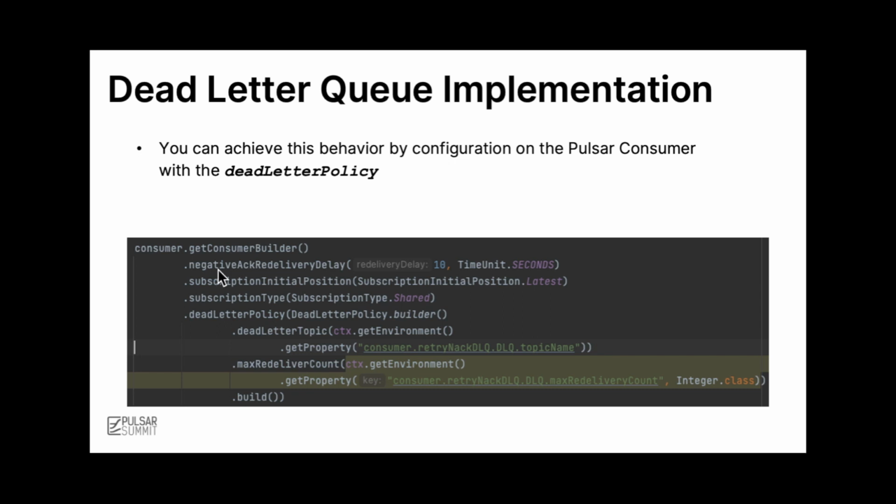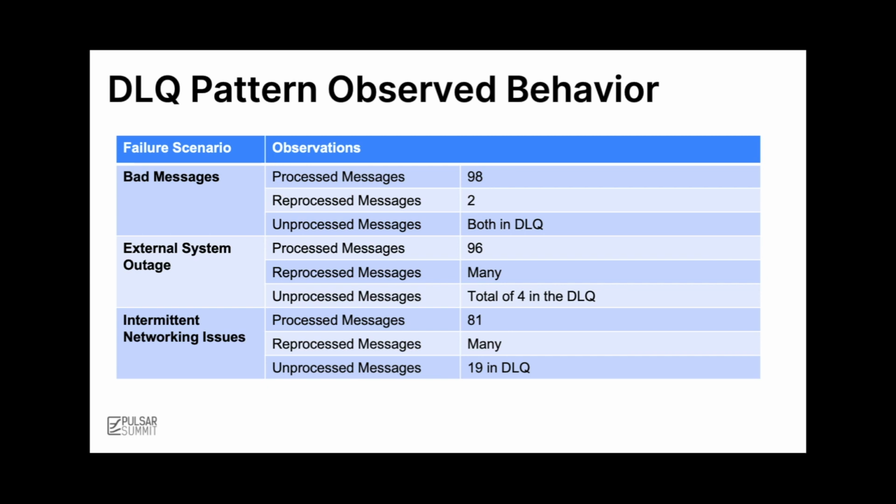Then I aggressively tweaked the negative ACK redelivery, or the ACK redelivery delay. So every 10 seconds, if I NACK it, it's supposed to wait 10 seconds to send it to me again. As expected for the bad messages, we send 2 pieces of bad data in. They're the only ones not processed. They both end up in the dead letter queue.